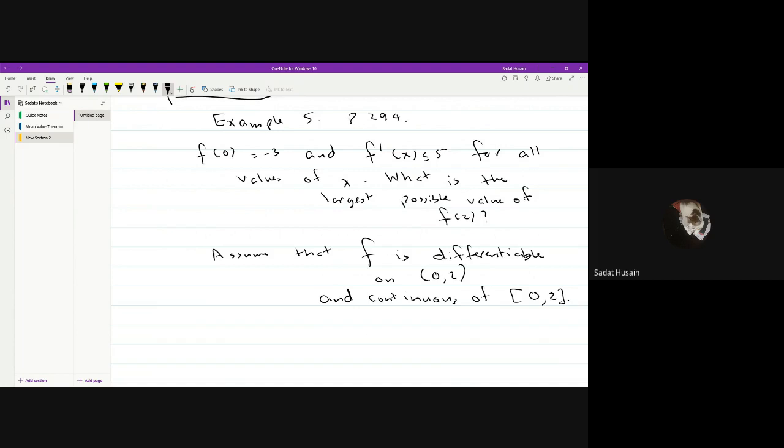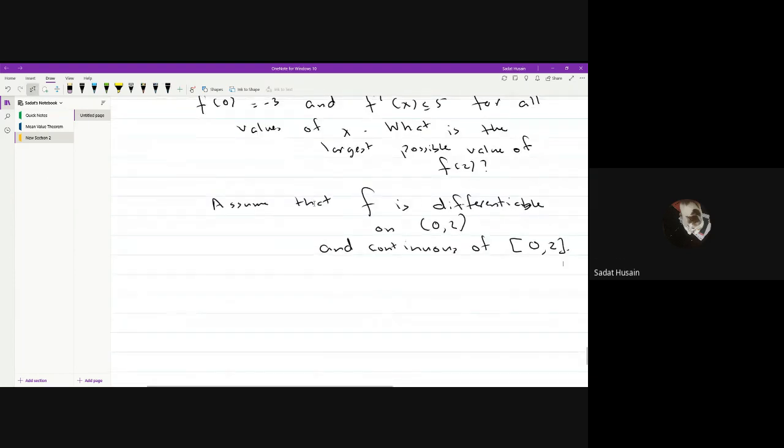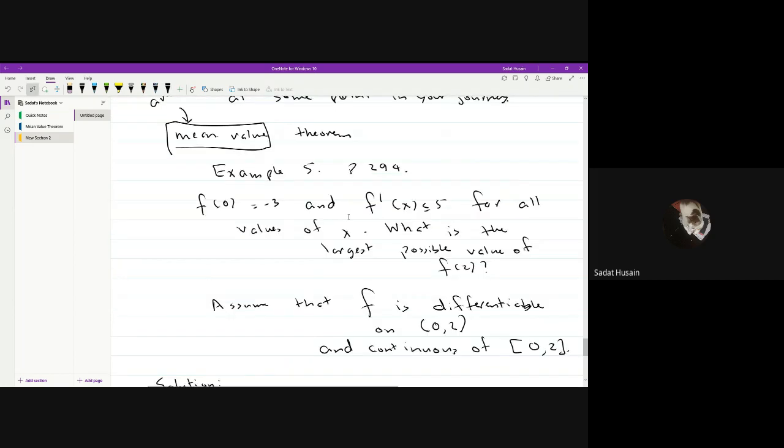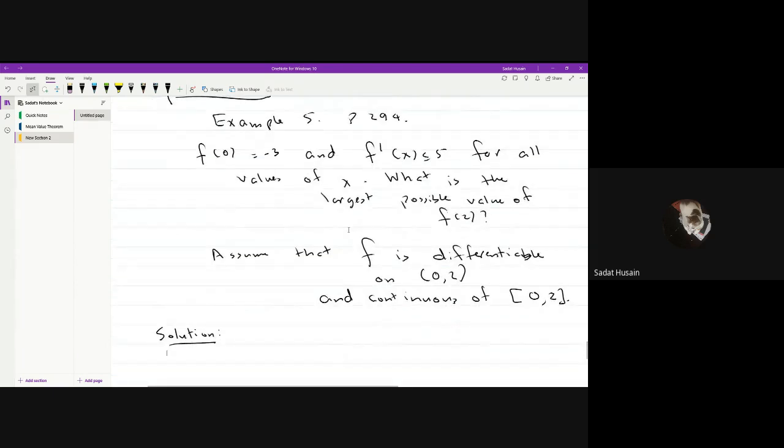So the question is, what is the largest possible value of f of 2? Let's see what the mean value theorem tells us. What does the mean value theorem tell us? So the solution is as follows. We know f of 0. We know that f prime of x is less than or equal to 5. And we want to find the largest possible value of f of 2 with only this information. We don't have any other information. Okay.